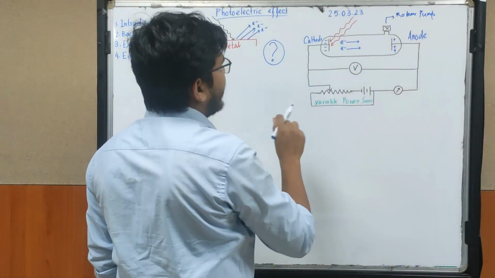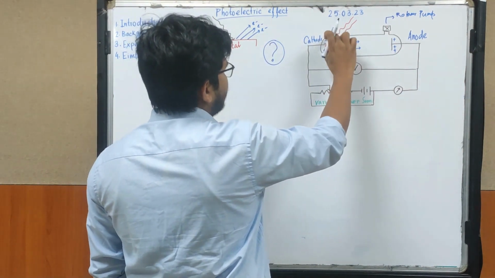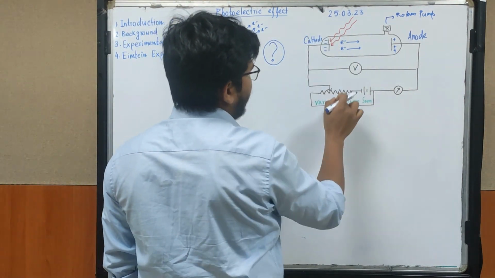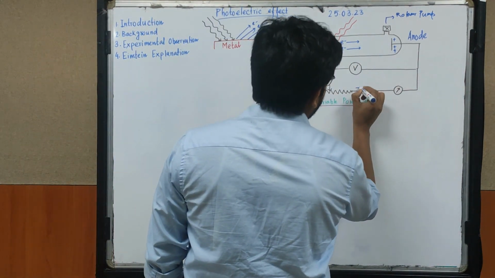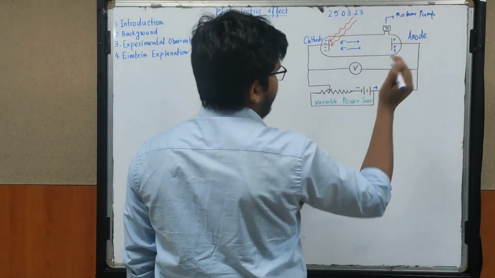And in the quartz tube there will be a cathode. Cathode is basically this metal which will be placed here. That will be connected to the negative terminal of the battery, and the anode will be connected to the positive terminal of the battery.